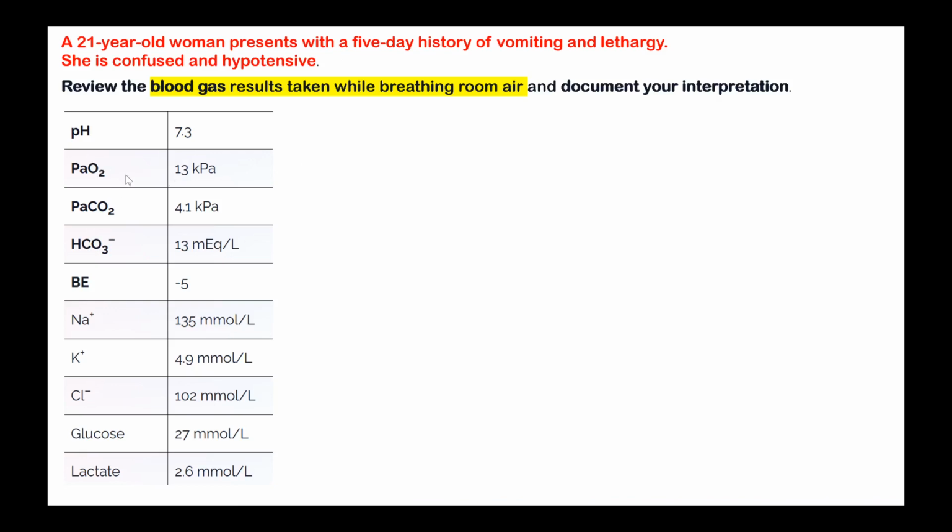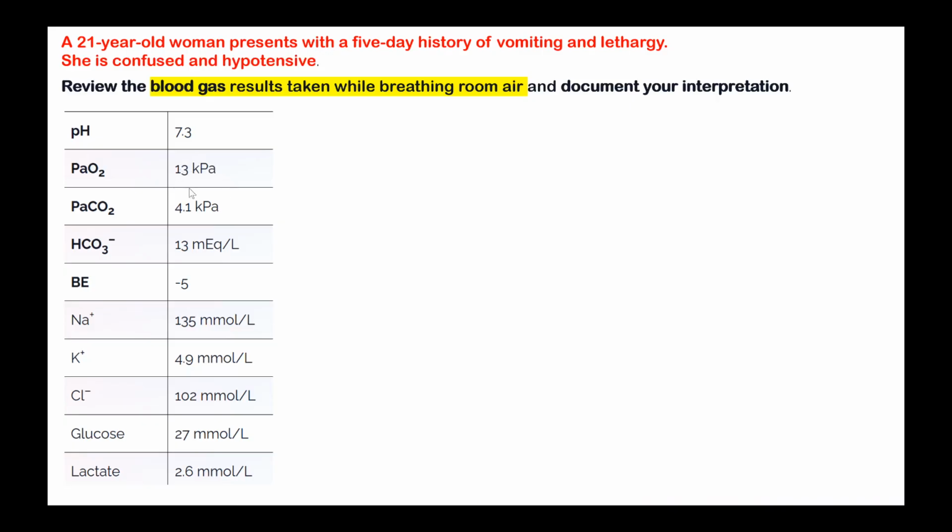Then come to the next one, PaO2. This is all given in kilopascal. So how will you convert it into millimeters of mercury? How much is 1 kilopascal in millimeters of mercury? 1 kilopascal equals 7.5 millimeters of mercury. So 13 into 7.5 roughly comes to almost 100. 13 into 7 is 91, 0.5 is about 6.5. So 97.5 or 98. This is fairly okay.